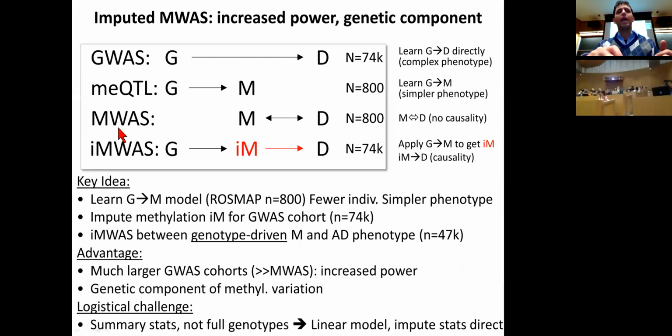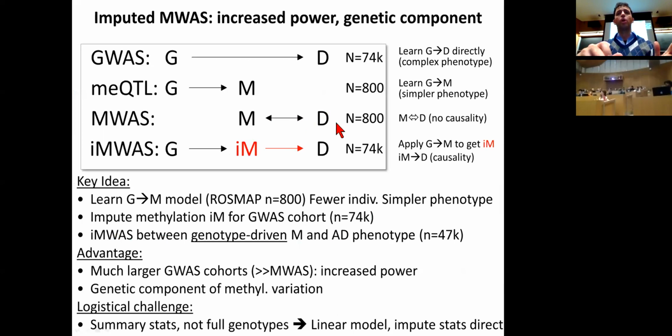And an MWAS on the third row is a methylome-wide association study. So instead of looking at the association between genetics and disease, I'm now asking, well, let's measure the correlation between every methyl probe and the disease. Okay? So the problem with this is that it's a bidirectional arrow, because I don't know if the disease causes the methylation change or if the methylation change causes the disease. Who's with me so far between the first and the third row?